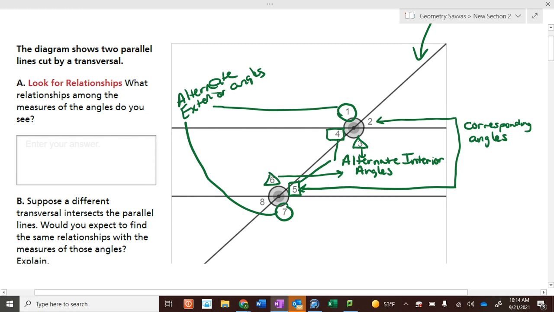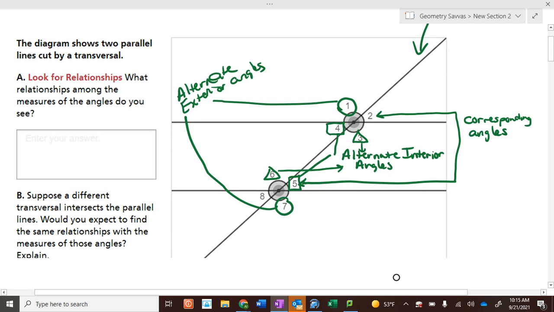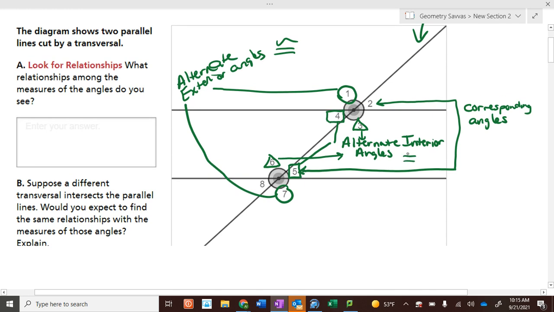2 and 8, exactly. 2 and 8. Okay. So, alternate exterior angles, they're going to be congruent to each other. Alternate interior angles, they're going to be congruent to each other. Corresponding angles, they're going to be congruent to each other, just like vertical angles are congruent to each other. Okay? So, when we have parallel lines, we have lots of different relationships.